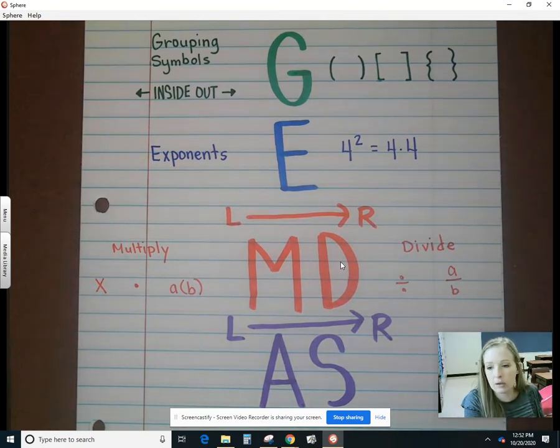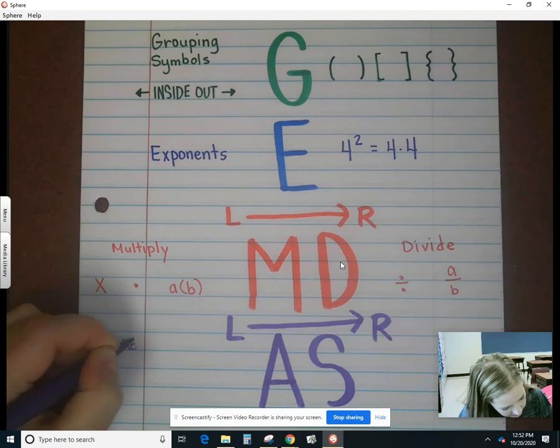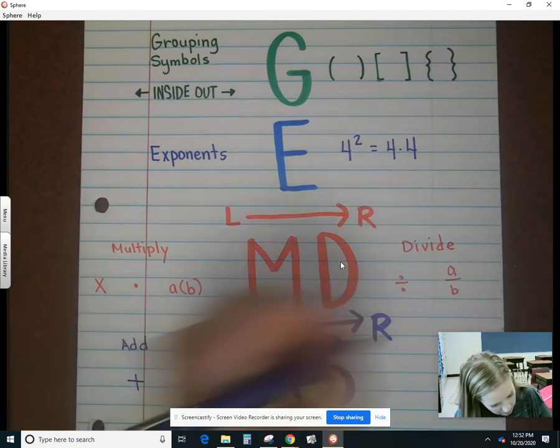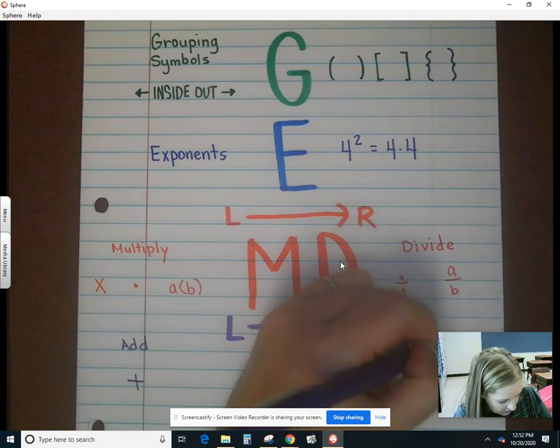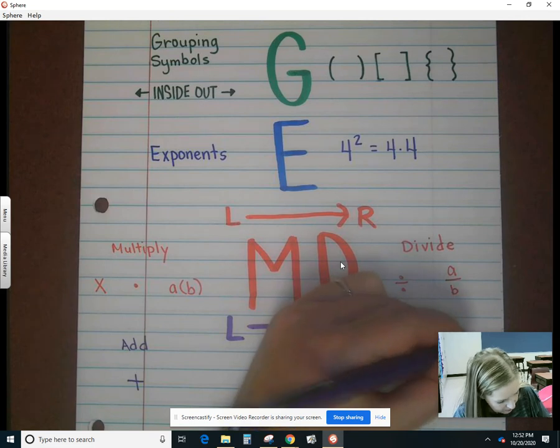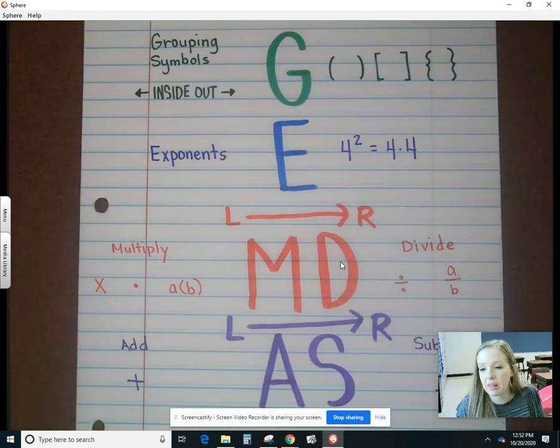Once you've worked any multiplication or division in your problem, the last thing you do is any addition or subtraction. And again, if you have more than just one, you go from left to right. So that might mean you subtract first if that's on the left. So we add or subtract going from left to right.